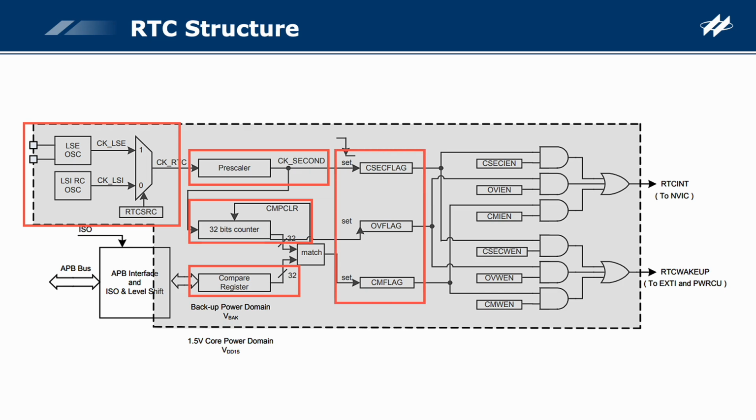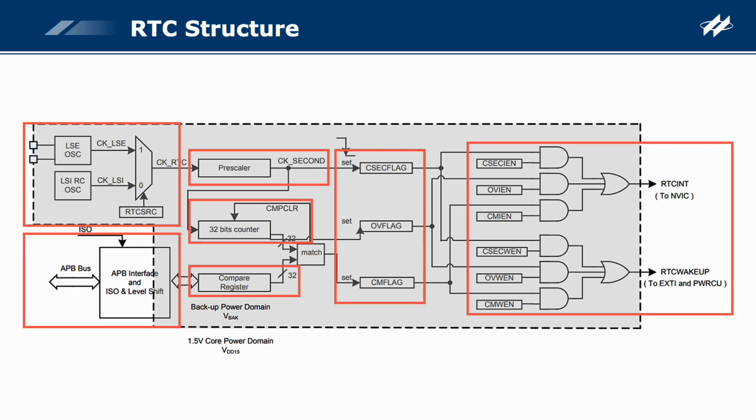To the right of the counter are the three main status flags of the RTC. From top to bottom, these are the CK second occurrence flag, the counter overflow flag and the compare match condition flag. To the right of these are the RTC interrupt and wake-up output. The APB bus and ISO signal isolation from the power control unit are located at the bottom left corner and are used to connect the RTC to the APB bus.